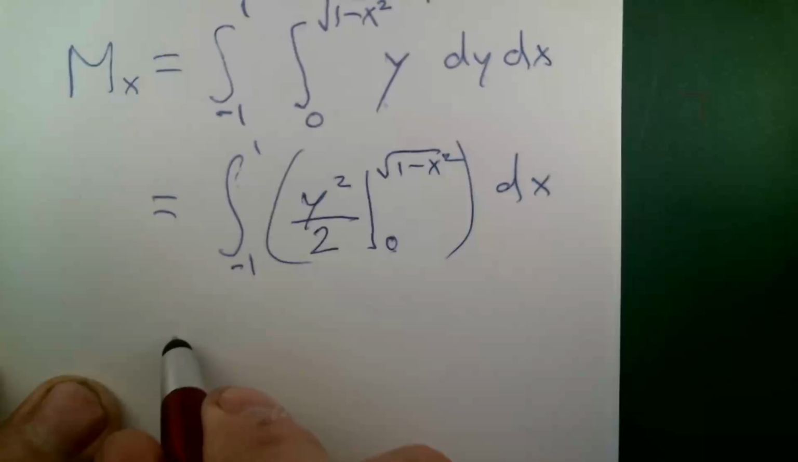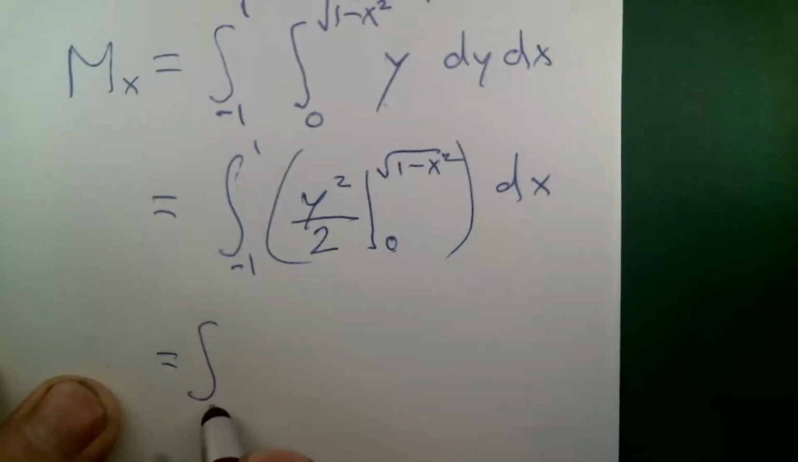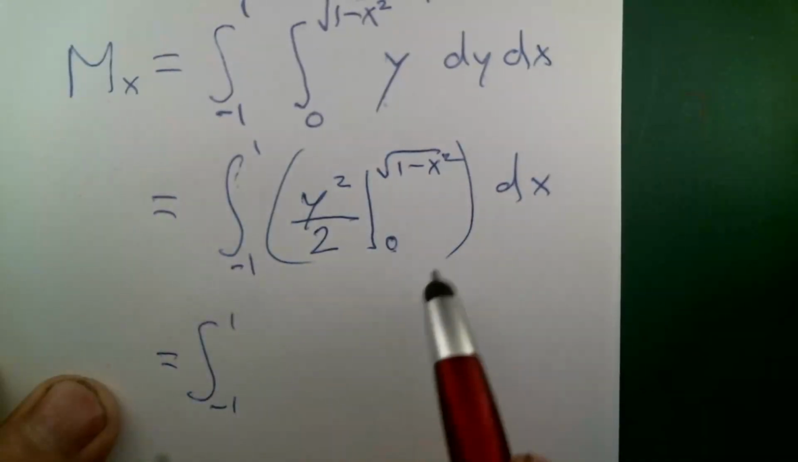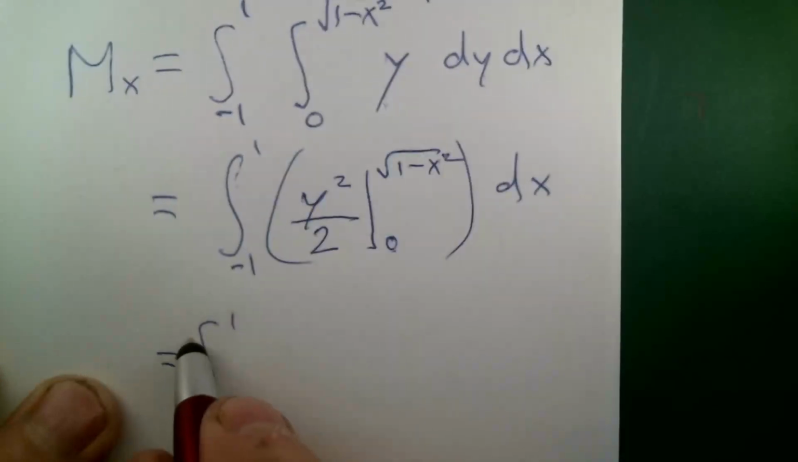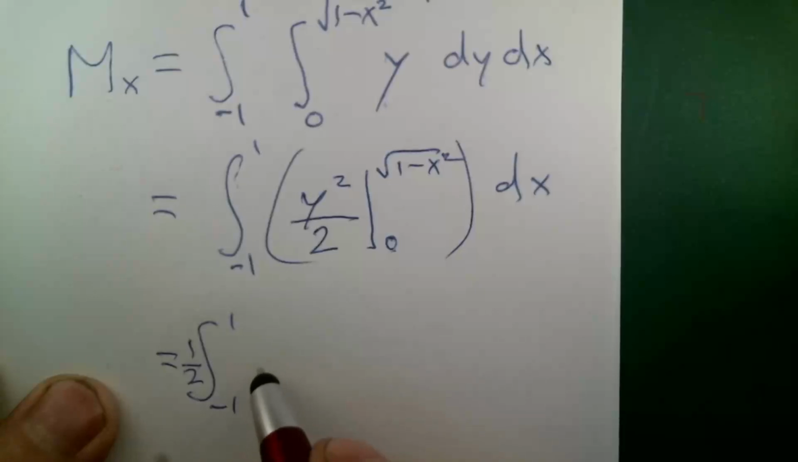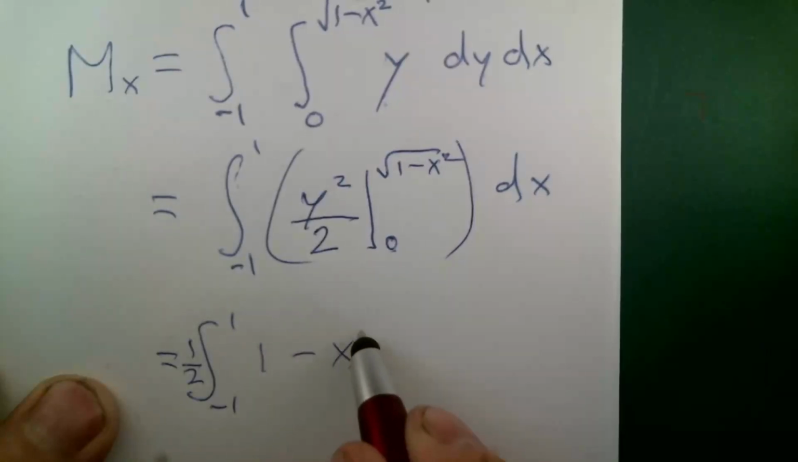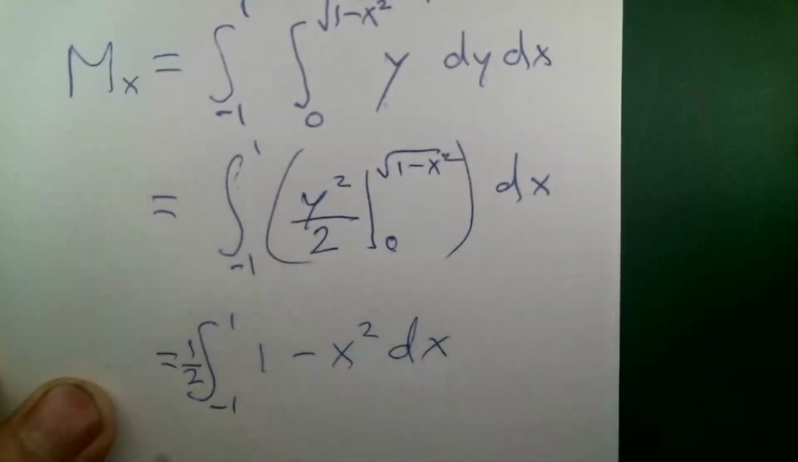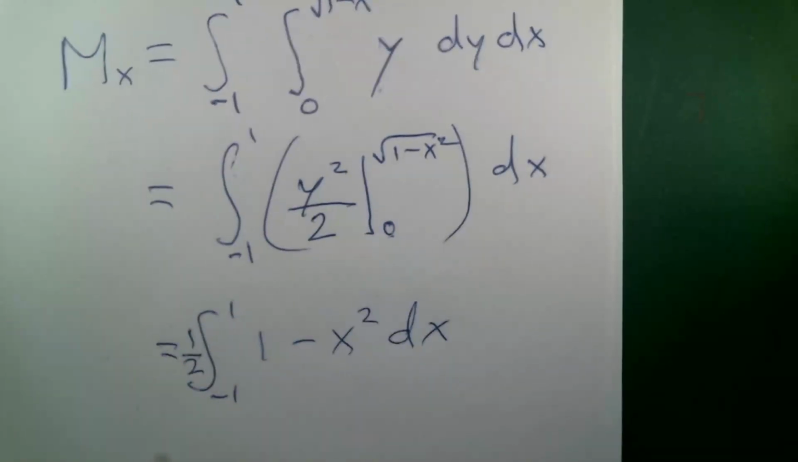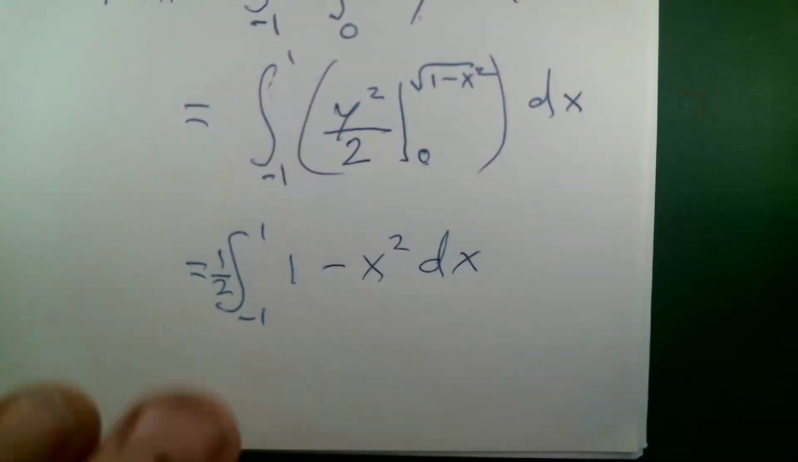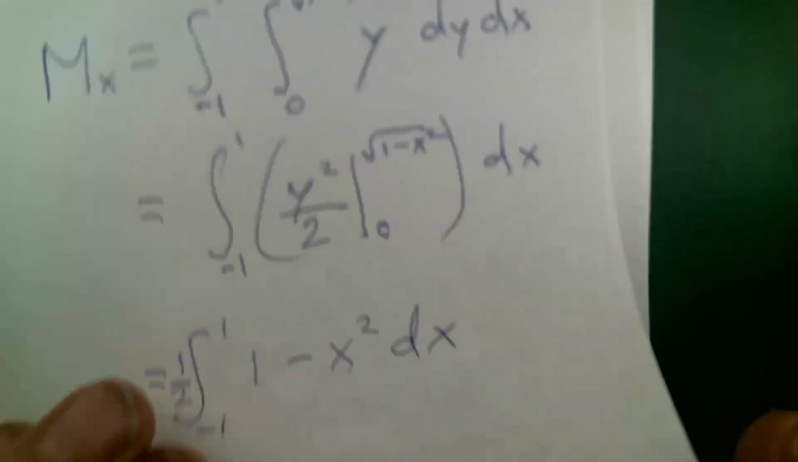I want to get this integrand simplified as much as possible before I go into it. Yeah, that's going to be 1/2 can come all the way out front. 1 minus x squared dx. I'm running out of space on this sheet of paper, so I'm going to have to start fresh. Let me just recopy what was on the end of the last sheet.